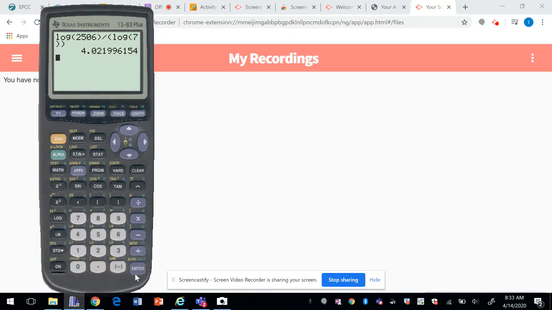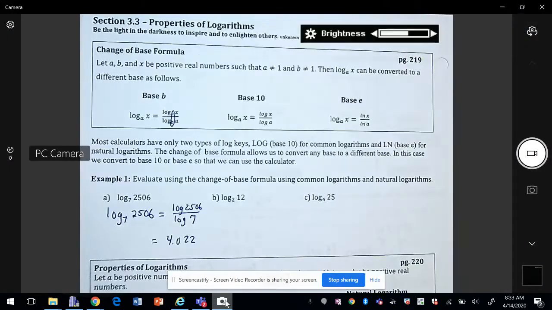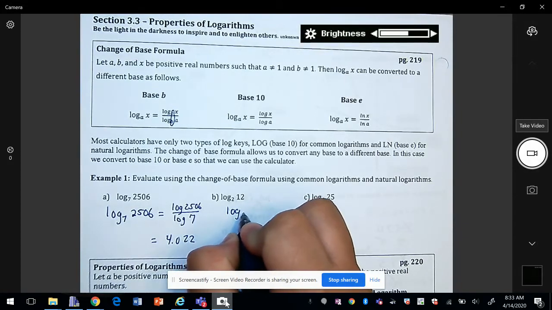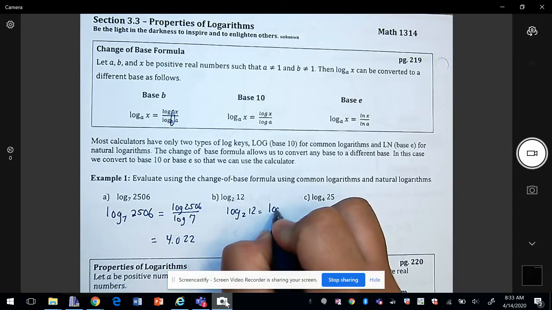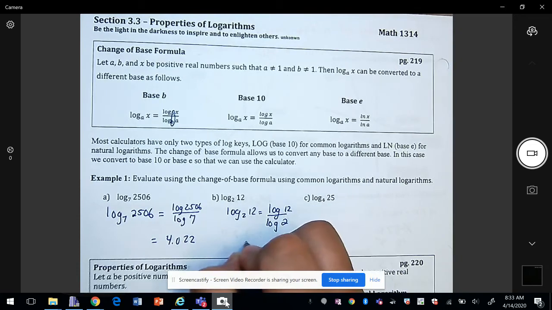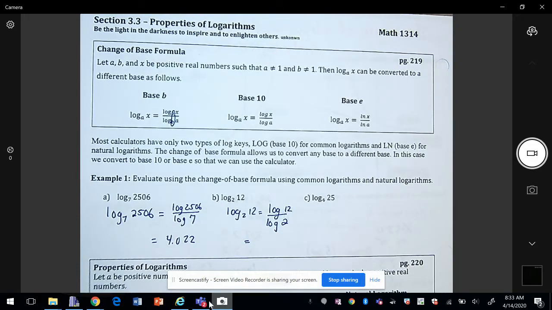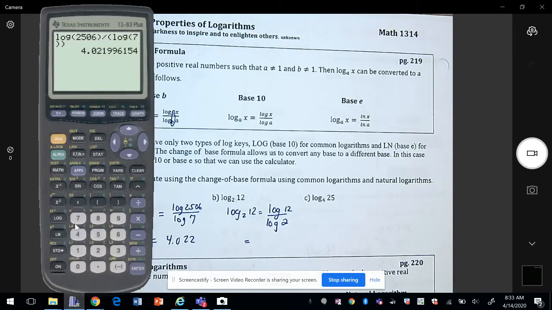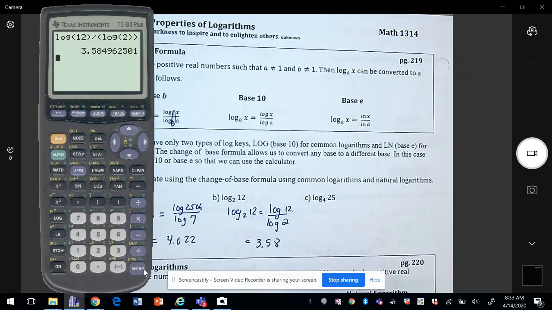So let's try the second example, log base 2 of 12. We can rewrite this as log 12 divided by log 2. So in our calculator, we would have log 12 divided by log 2, and we get 3.58.